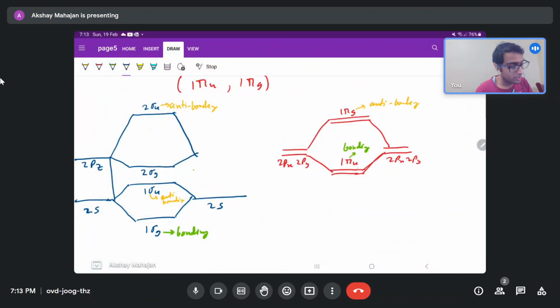Initially I was saying that the sigma g and sigma u, where sigma g is the most bonding orbital and then you go to anti-bonding, will have most contribution from this 2pz, but in reality the contribution will be considered from all of them. So it will be something like this, and this will be something like this. Similarly, there will be this contribution, and there will be this contribution.